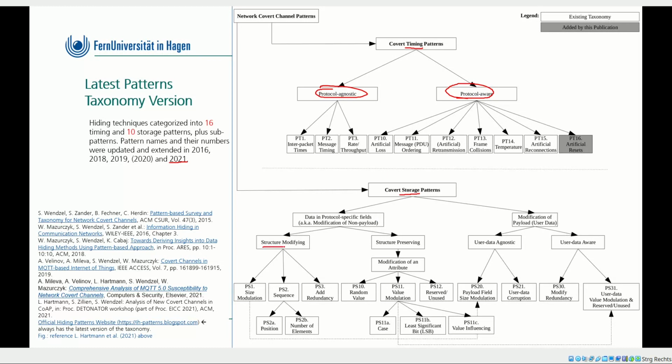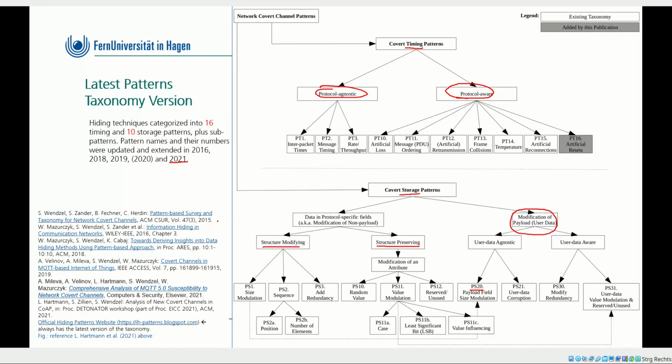The structure modification and preserving aspects were kept, but as you can see here, the modification of user data was added. I will speak about this later. And also, as you can see, some patterns like PS20 are derived, as indicated by these arrows, from other patterns.